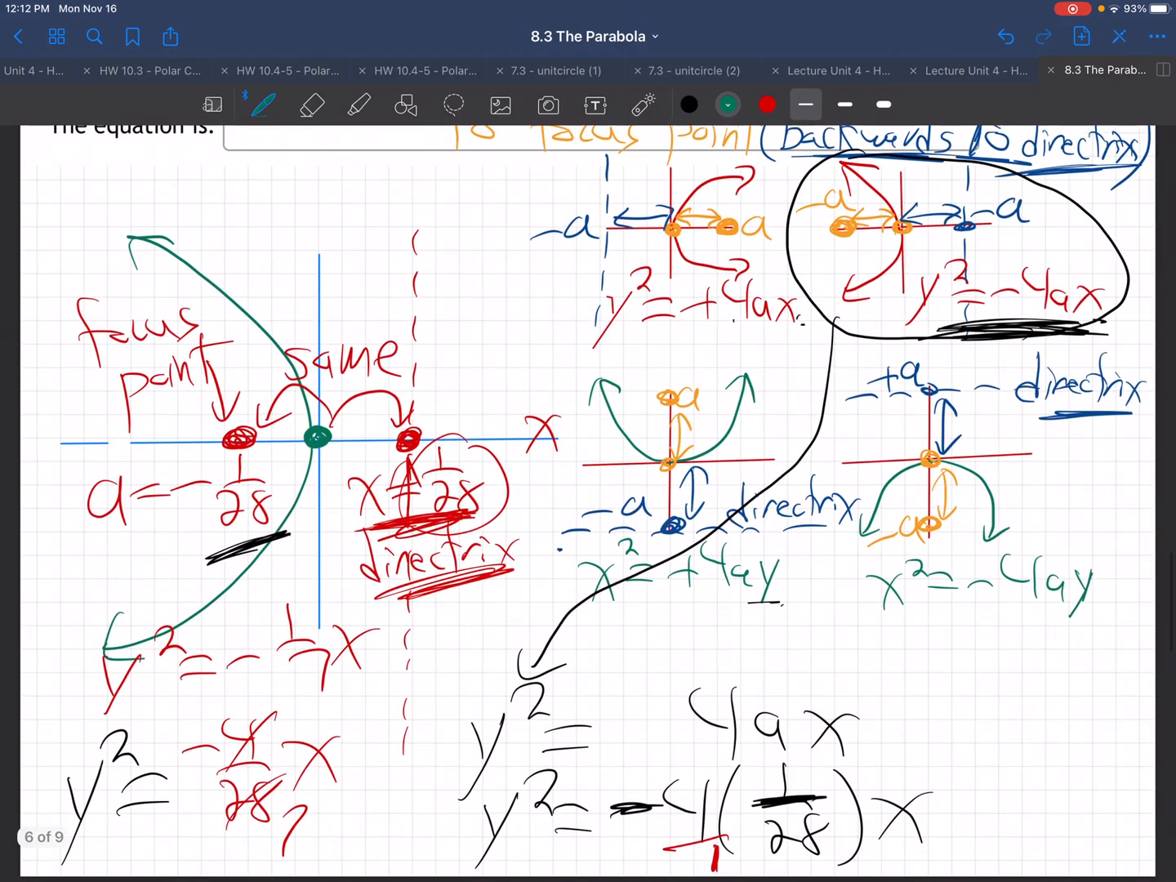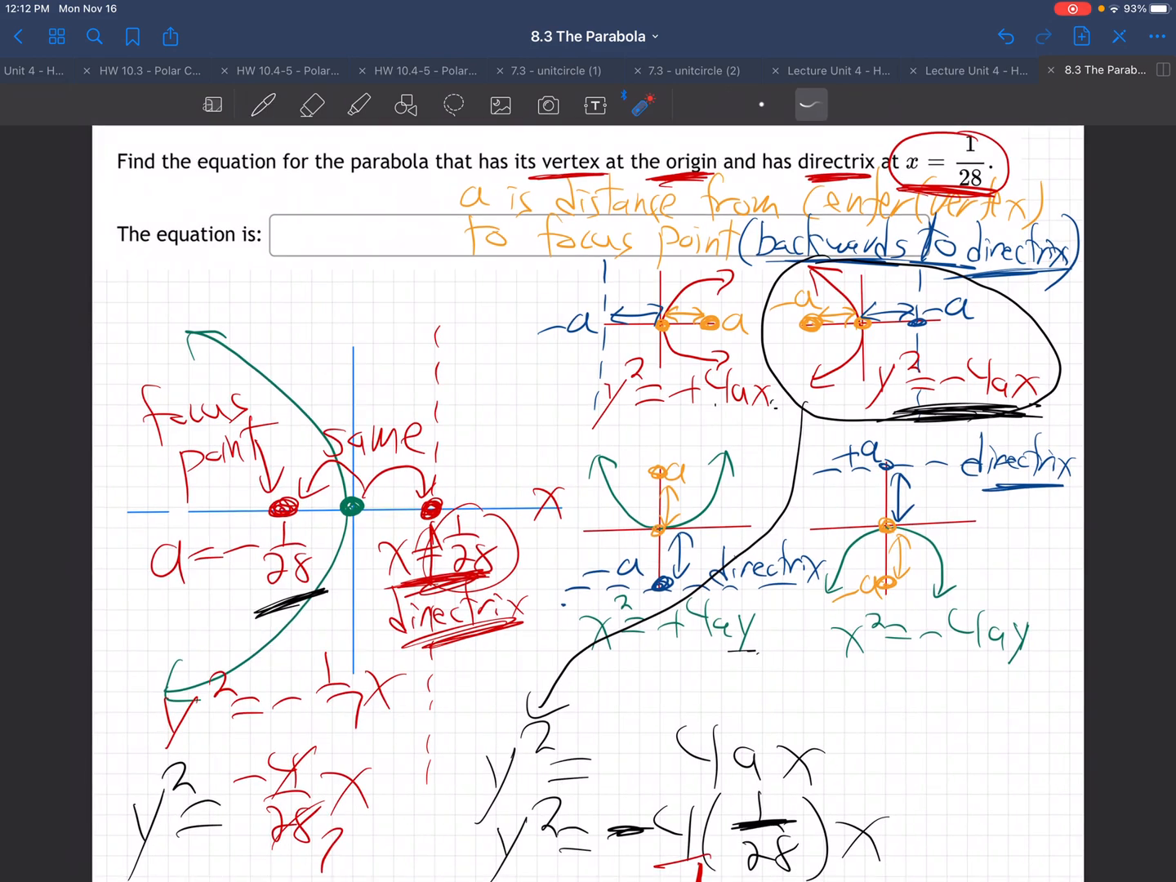So you're seeing those differences. It's all about, for parabolas, knowing these four, using them, putting them in your notes and knowing how they work.